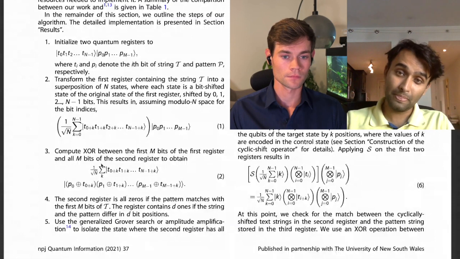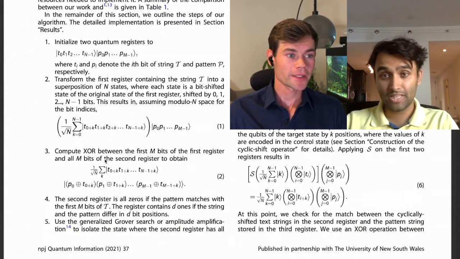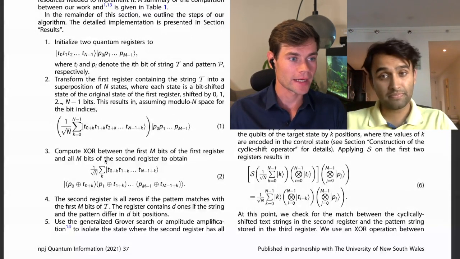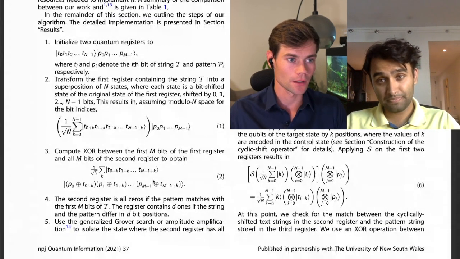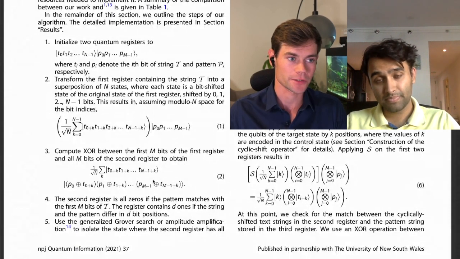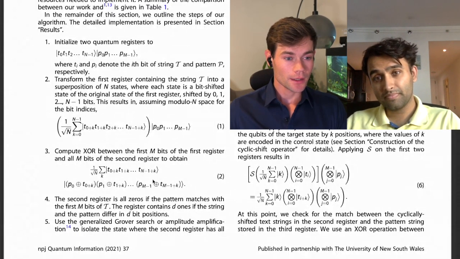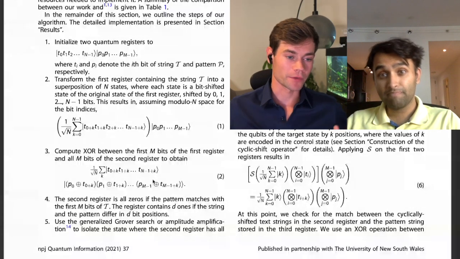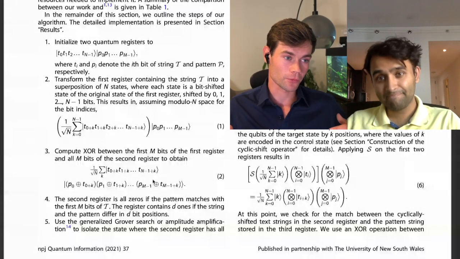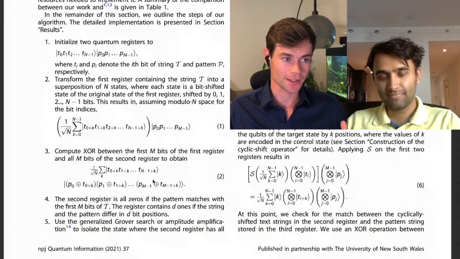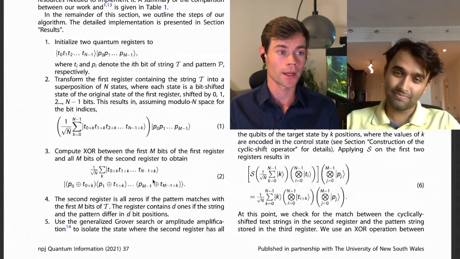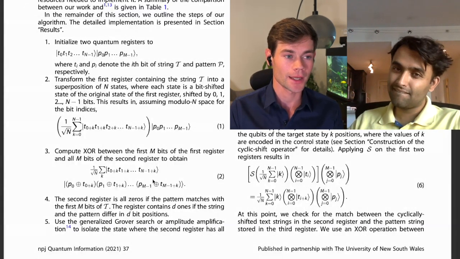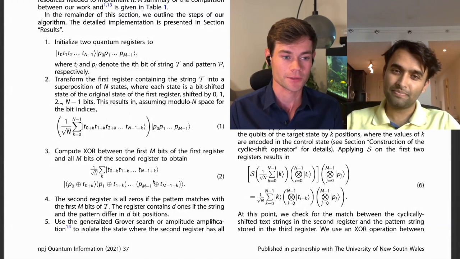Okay, good. So bringing this back maybe to the algorithm again, we're at step 3 now. This is where you actually compute XOR between the first m bits of the first register and all m bits of the second register. So this is, in my mind, the actual comparison now. We've shifted the qubits. Now we perform this XOR operation that gives us some way of telling whether or not we actually have a match. Can you explain why applying an XOR operation like this actually gives us a result in the second register that's useful?